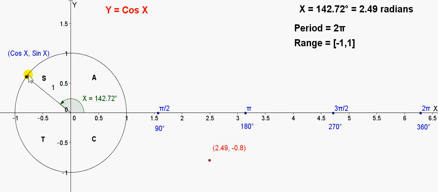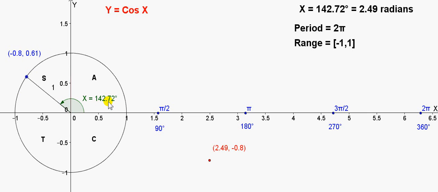The cos of an angle is the x value of a point on the unit circle, where the angle is measured anti-clockwise from the positive x-axis. So if we want to get the cos of 142.72 degrees, we look to the x value of this point here. So we see it's minus 0.8.